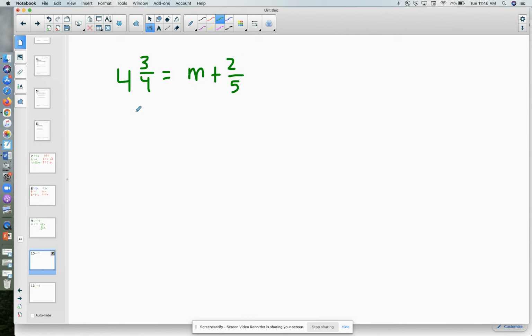Same thing here. Leave m by itself. So move it to the other side because right now it's addition. So you have to do subtraction. Minus 2/5 equals m. You can't subtract it because the 4 and 5 aren't the same. So while I'm writing this, what do you think the denominator of 4 and 5 would be? What number can 4 and 5 both go into evenly? That would be 20.